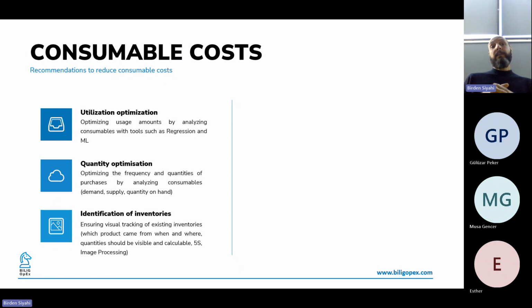For some companies, consumables are as significant as raw material cost as well, because of, for example, assembly lines. Also, one fundamental thing to do, if you are doing 5S, or image processing as well, can be used as well. You need to identify all your inventories for your consumables as well.